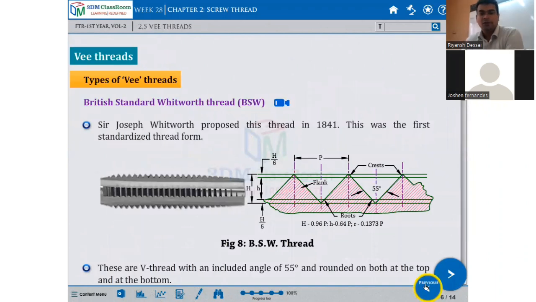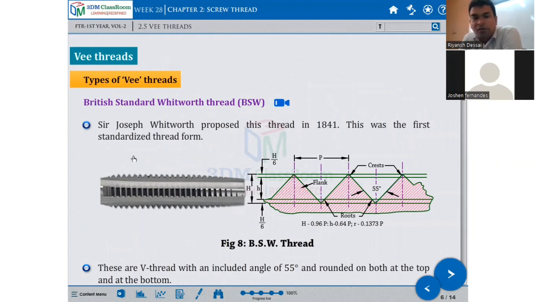First, V thread. Types of V thread: British Standard Whitworth thread. I'm shortening it to BSW, the British Standard Whitworth thread. This is a thread having a British Standard 55 degree angle.